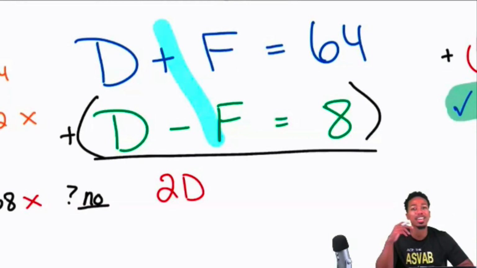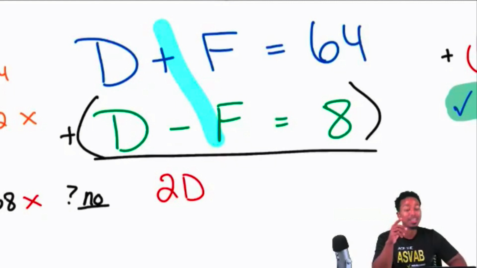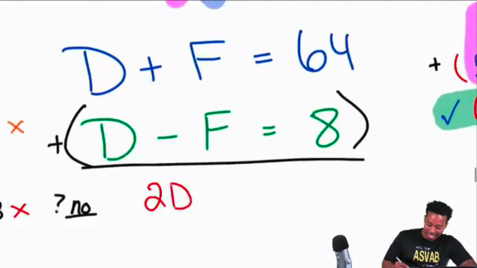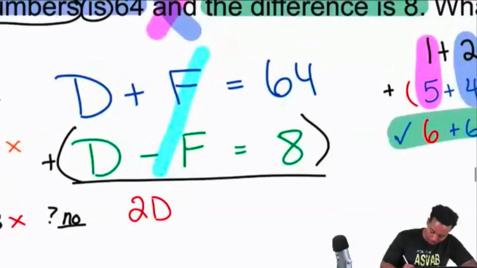What's another word for canceling in terms of systems of equations? Exactly, eliminated. It got eliminated. Exactly. So I'm going to mark that there. Here, F is eliminated. That's why it's called elimination.